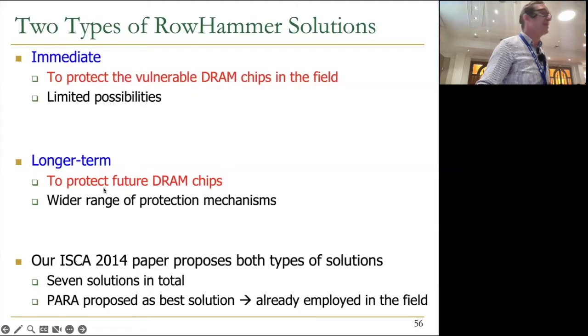But longer term, this is the area of creativity. And a lot of people have developed a lot of interesting solutions, and these solutions keep coming right now. So there's a wider range of protection mechanisms. In our original paper, we discussed 7 solutions. Actually, one of the solutions that's right now adopted by JEDEC is discussed and dismissed as being not so great. But I think maybe the solution became better over time. But I'm going to talk about what we proposed.